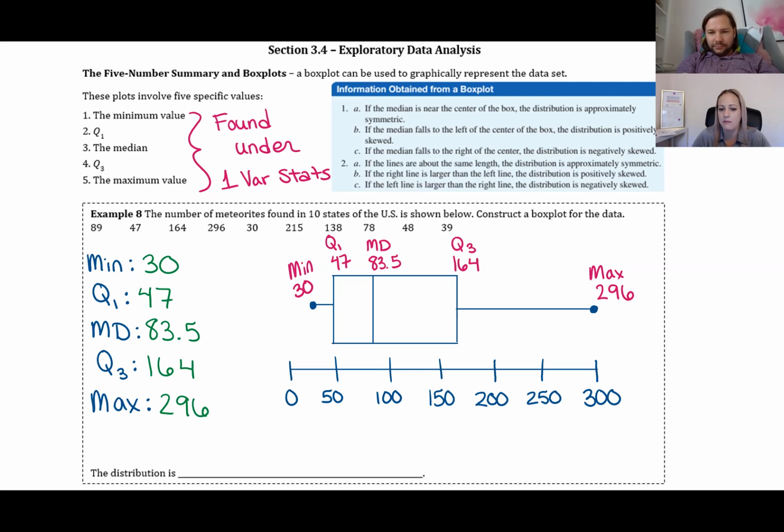So how does our median fall in that box, Dr. Insco? It falls to the left of center. Yep, it falls to the left of the center of the box. So that tells us that the data is positively skewed.